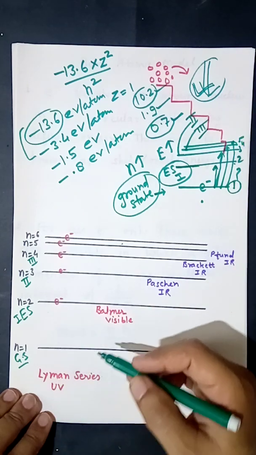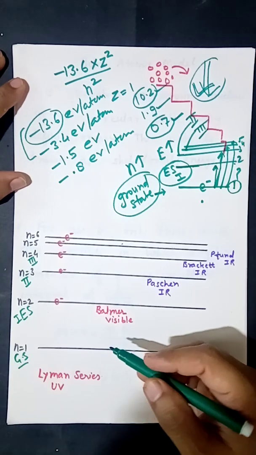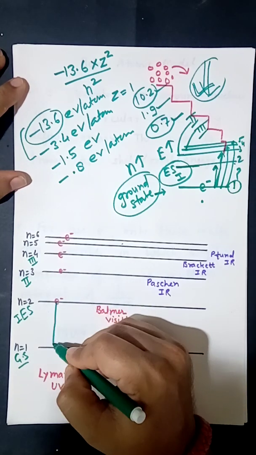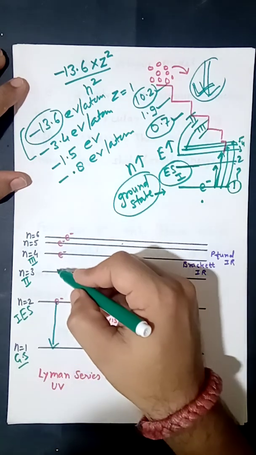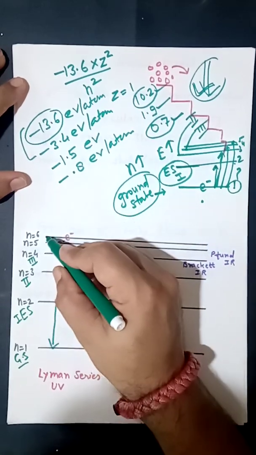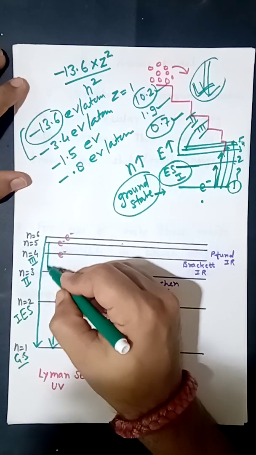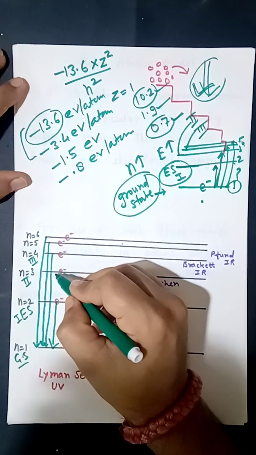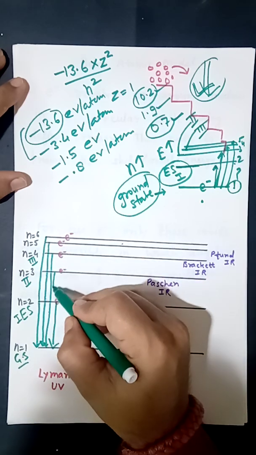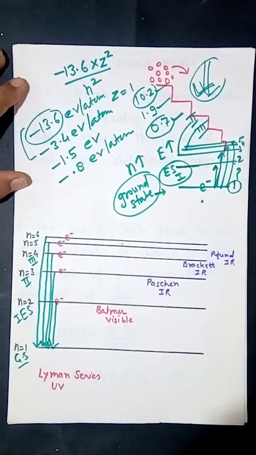Now suppose the electron, first possibility, directly returns to the first shell. Whether it is in the second shell, it directly returns to the first shell, or from the third shell, or from the fourth, fifth, or sixth shell. So the first possibility is that the electron returns to the first shell, maybe from 6, 5, 4, or from the third shell, or from the second shell. So the electron returns to the ground state. This is the first possible transition.